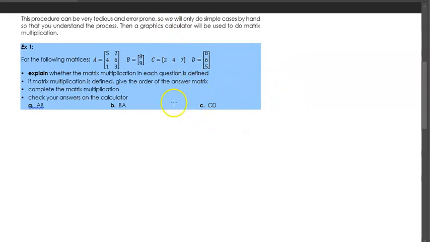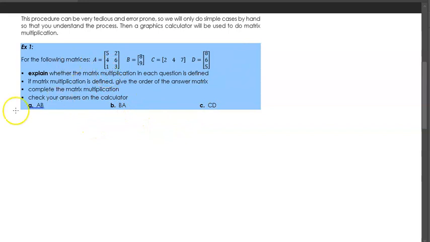examples. So here are 4 different matrices, A, B, C, and D. And we're going to do 4 things. We're going to explain whether the matrix multiplication in each question is defined. If the matrix multiplication is defined, we'll give the order of the answer matrix. We're going to complete the matrix multiplication if it can be done. And then we're going to check the answers on the calculator, which I'm going to show you how to input into the calculator a bit later on.